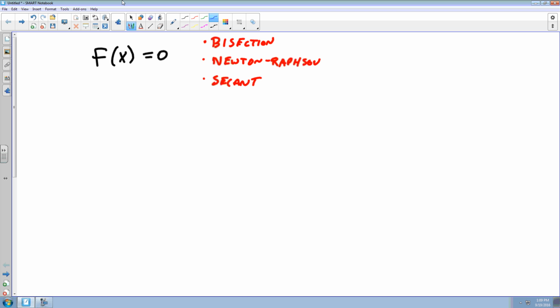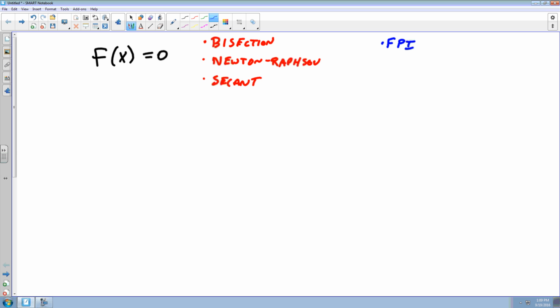Now, we also learned a couple other methods. One was called fixed point iteration. We learned that one. And did we learn anything else? Maybe that was only 4. I thought there was a 5th one. No, maybe that's it. Fixed point iteration. There are other ones, but I don't think I covered them.